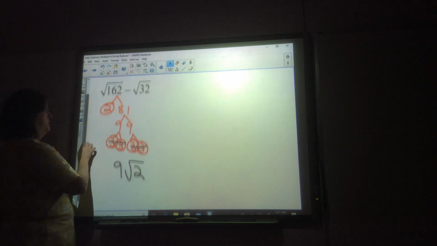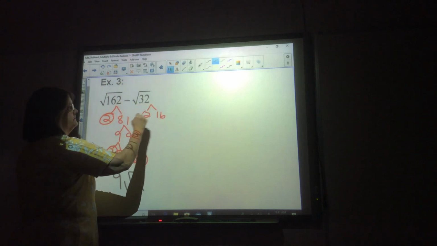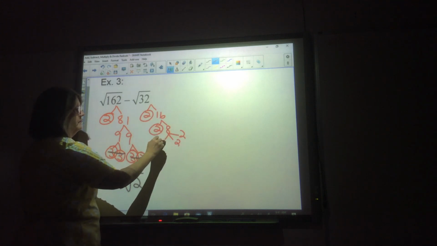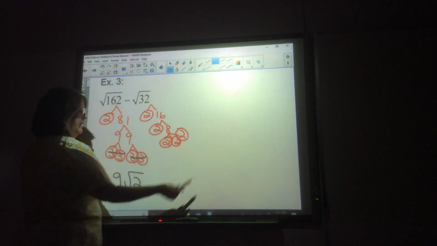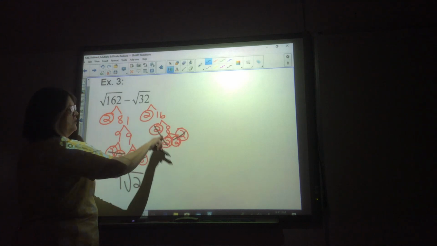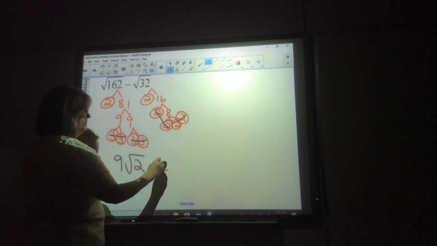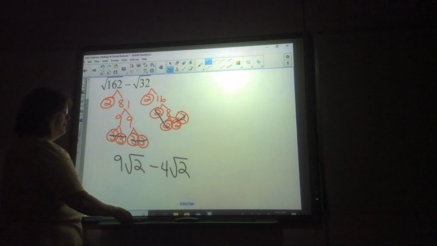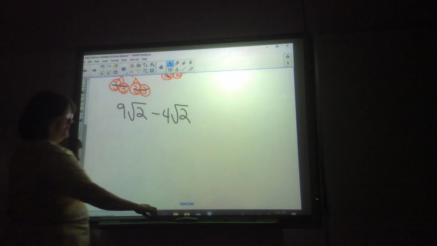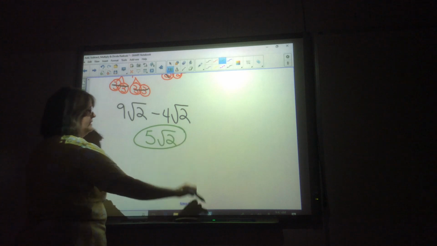I'm going to go up and do the next one. This is 2 times 16, 2 times 8, and 8 has 3 2's. It takes 2 of the same number to bring one out. So here we are, this is 4, 2 times 2, which is 4 onto the square root of 2. So minus 4 square root of 2. These two could be made to look like, so now I can put them together. 9 square roots of 2 minus 4 square roots of 2 is 5 square roots of 2. And that's my answer.